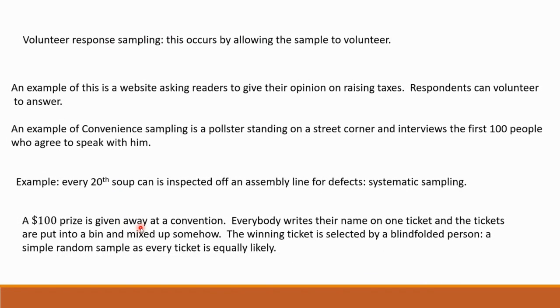The next one down here, as you can see, with the $100 prize, right? They're writing this is kind of like what I said before. You're writing everyone's name on, well, in this case, on a ticket. You're putting it in a bin, mixing it up, and then someone blindfolded is choosing a winning ticket at random. Well, that's simple random sample. Mostly because everyone there is equally likely to win. The person, I'm guessing, can't feel the tickets to see whose name is longest. So that kind of thing.